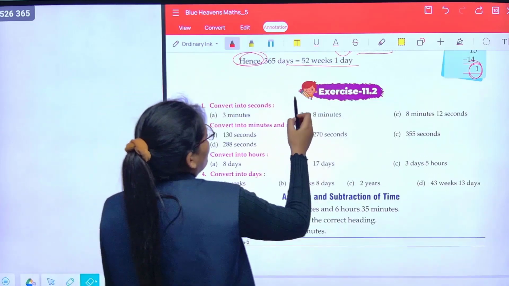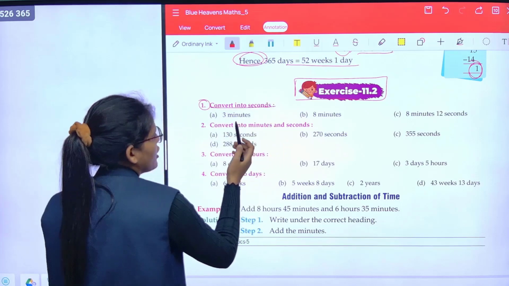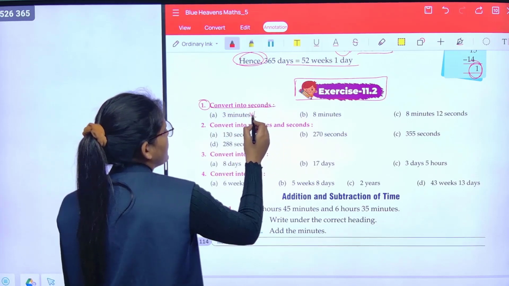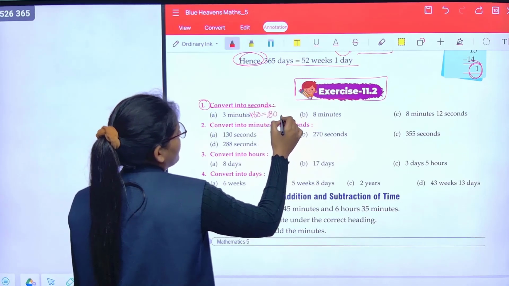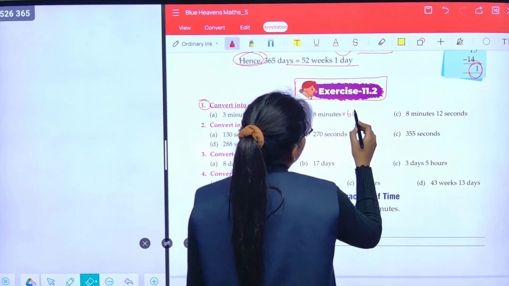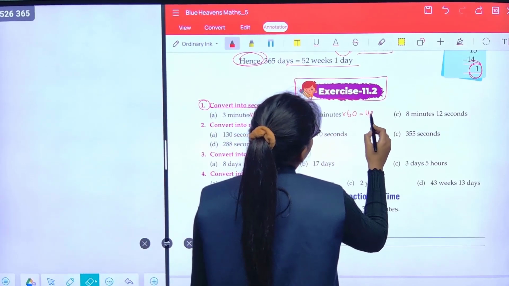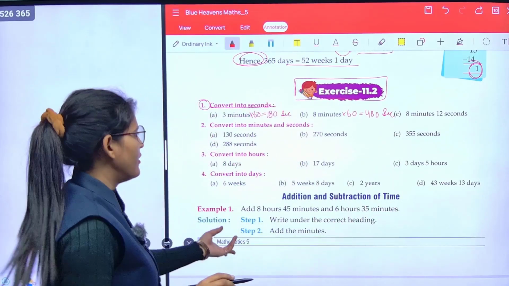Now class, come on, exercise 11.2. Question number 1, convert into seconds. So multiply by 60. 60 8s are 480... first 3 minutes, 60 threes are 180 seconds. Now again multiply by 60. 6 8s are 48, 480 seconds. Rest of the parts do yourself class.